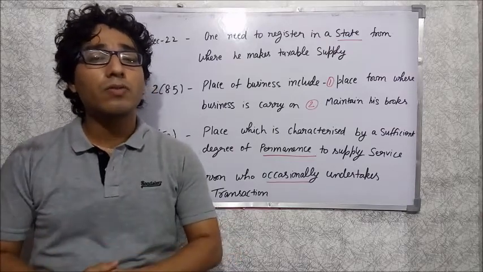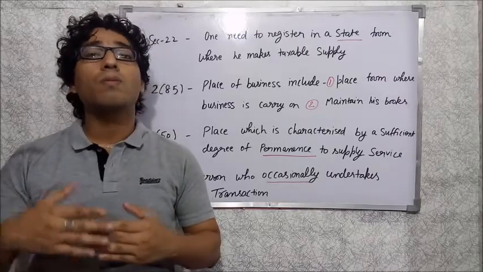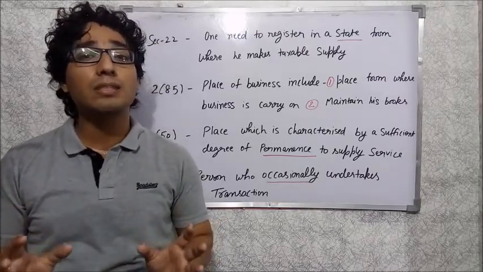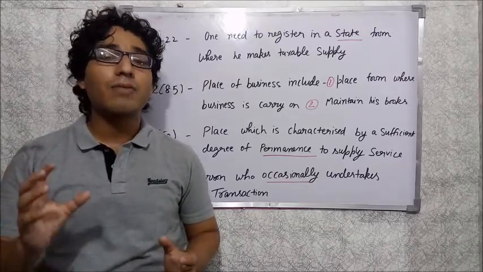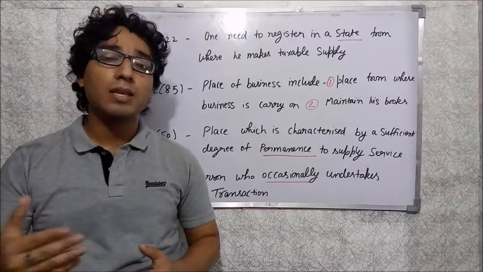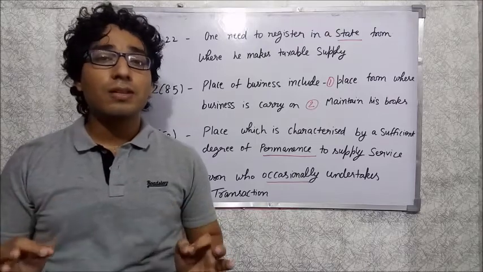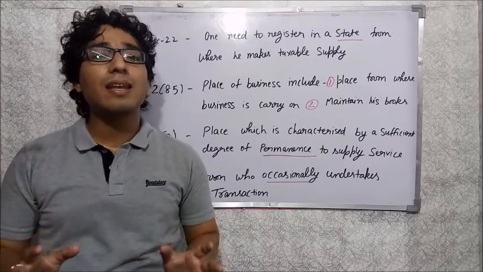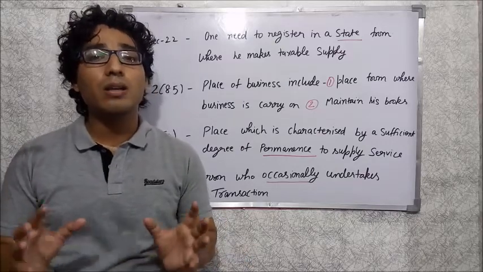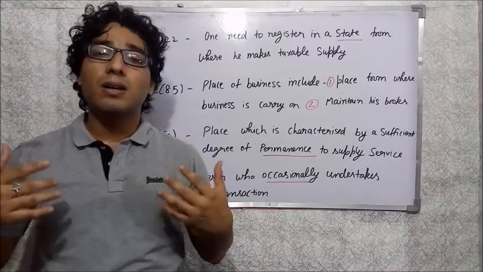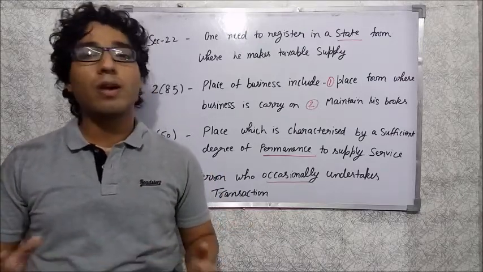So in case of goods, we can determine from which position a person is supplying the goods, because goods have a physical form, it's a physical material, and we can determine whether he is supplying from this state or another state. But in case of a service, we cannot determine exactly from where the service is being provided, because that is not in a physical form, that is an invisible form. So we cannot determine from where the service is being provided.